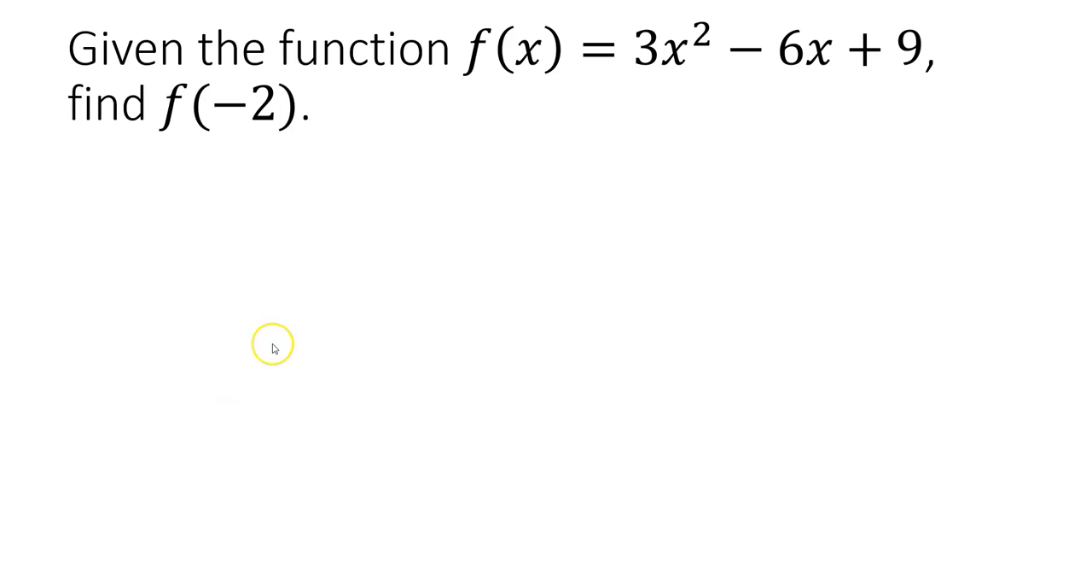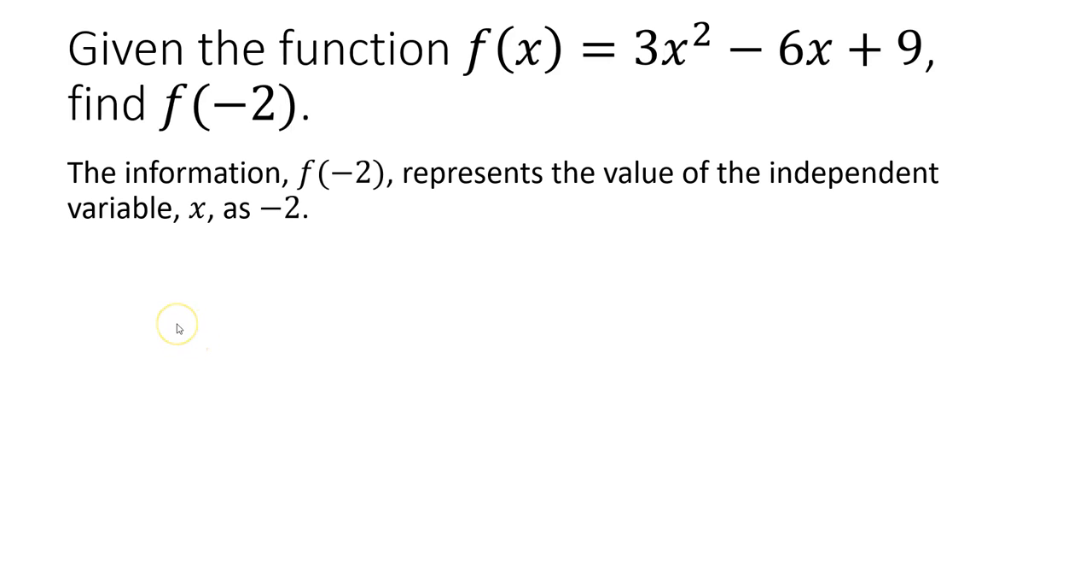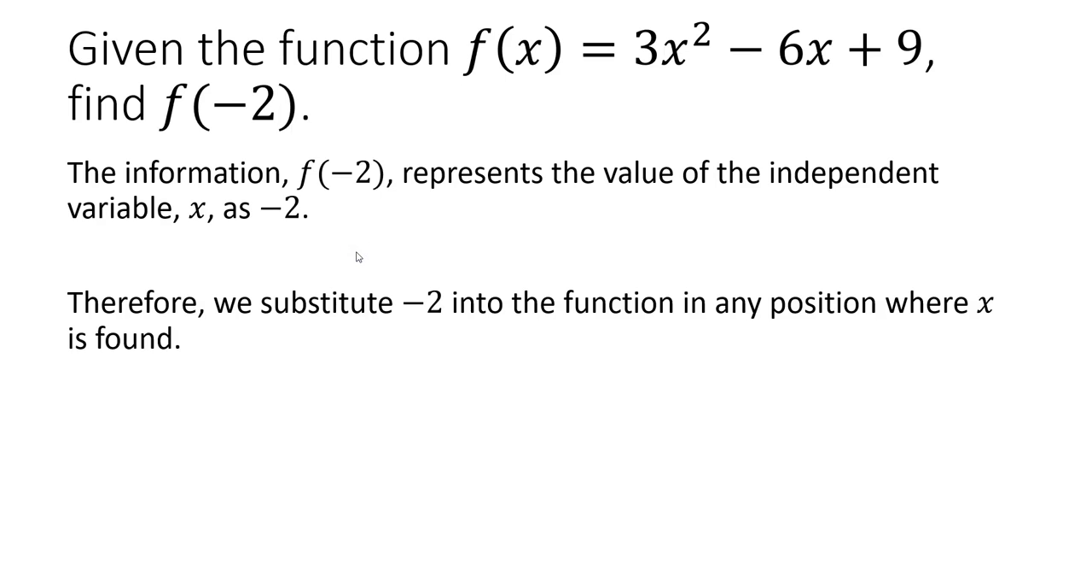Now recall that the value inside the f of negative 2, this negative 2 gives us a value of x. So f of negative 2 represents the value of the independent variable x as negative 2. Therefore, all we need to do is substitute that negative 2 into the function in any position where x is found.